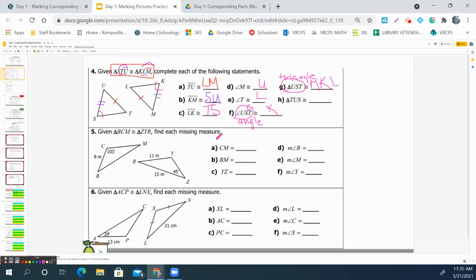Okay. What about over here? If I'm asking for missing measures, how long is CM? How long is CM? What does CM go with? CM goes with YR, so I 100% agree that's 11. Okay, the difference in the question here is what's the measure? So I don't want the letters, I want the actual length. What about BM? What does BM go with? BM definitely goes with that 15. That one is an easy visual.